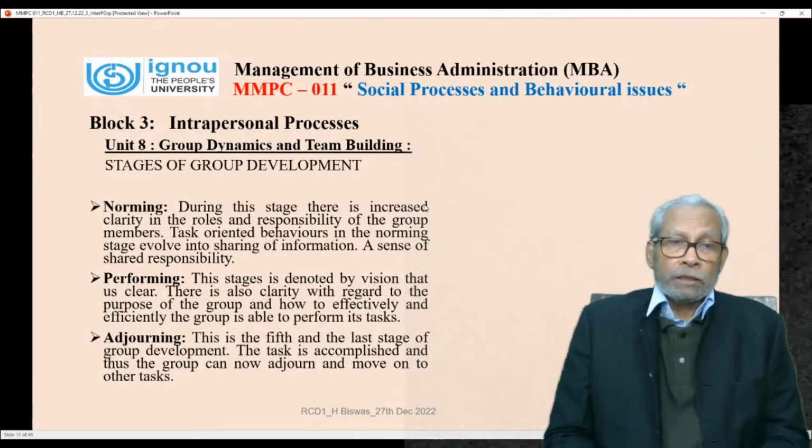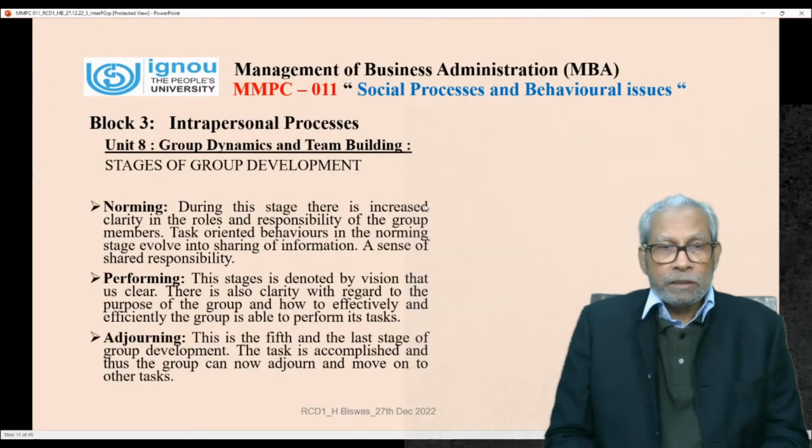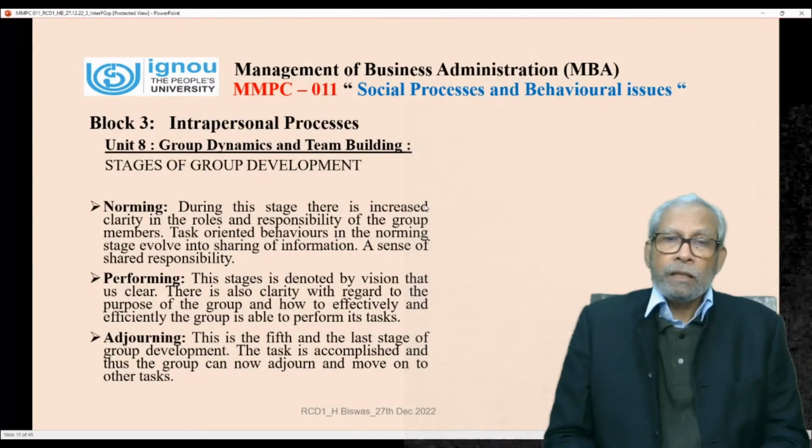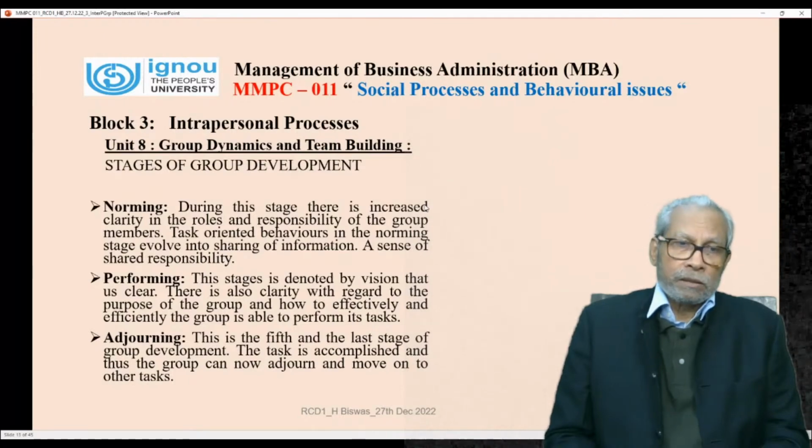Then adjourning. This is the last stage, where the work is done. The people or group are already developed. Now the task is accomplished, and thus the group can adjourn and move on to other tasks. So this is the final stage, the completion of the work, we can say.